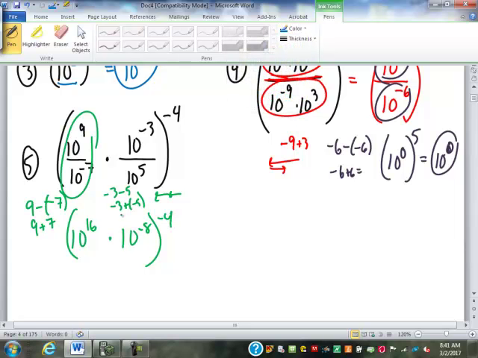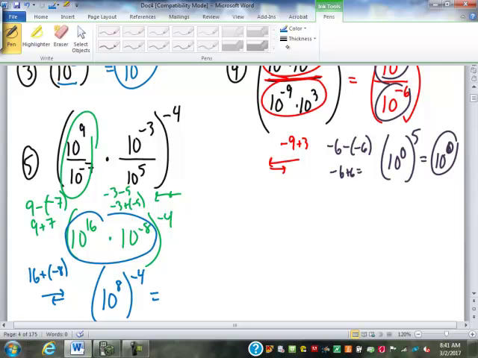Now we have to combine 10 to the 16th times 10 to the negative 8. Positive 8. Yeah, that's going to be 16 plus a negative 8. 16, negative 8 makes positive 8. Still to the power of negative 4. 10 to the 8th to the power of negative 4. Negative 32. 8 times negative 4 is negative 32. Good stuff?